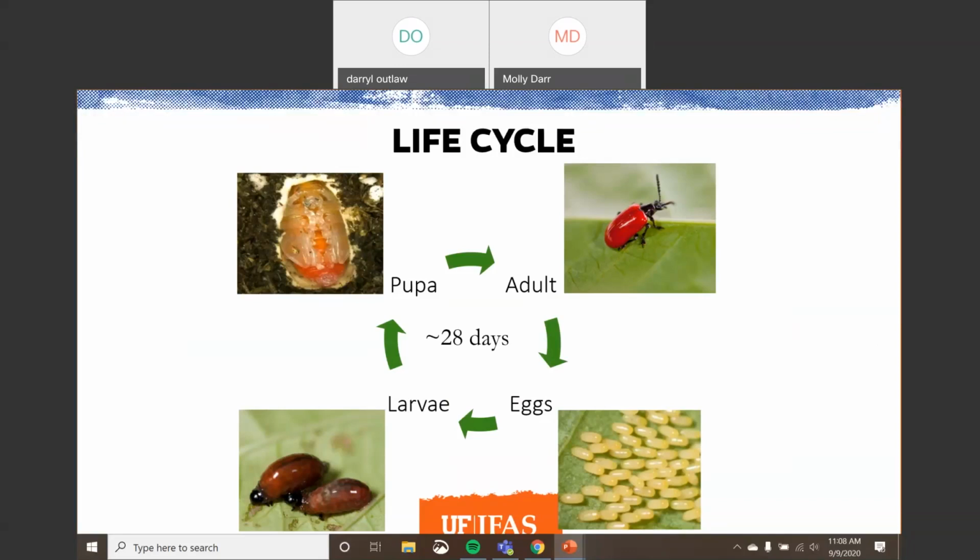I cannot tell you how much damage these larvae do to the plants. Once the larvae are ready to pupate, they go down into the soil. You see our pupa in the upper left-hand corner. They are pupa for about 2 weeks, and then they emerge as adults and start the cycle over again. Okay, next.